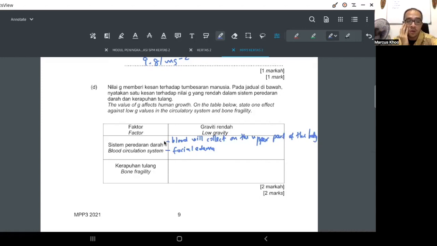Okay, you can go and Google what facial edema is. Okay, on this one lah.